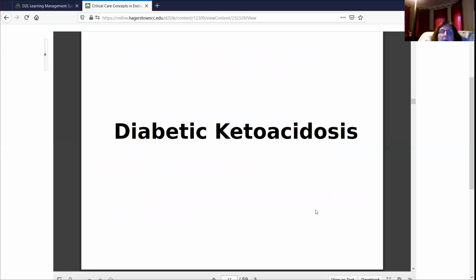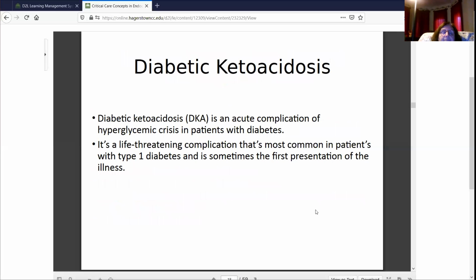Okay, diabetic ketoacidosis. So diabetic ketoacidosis is an acute complication of hyperglycemic crisis in patients with diabetes. It is a life-threatening complication that's most common in patients with type 1 diabetes and is sometimes the first presentation of the illness.